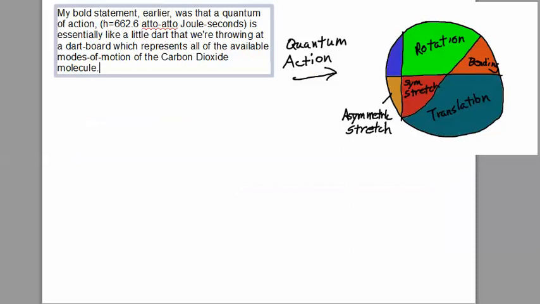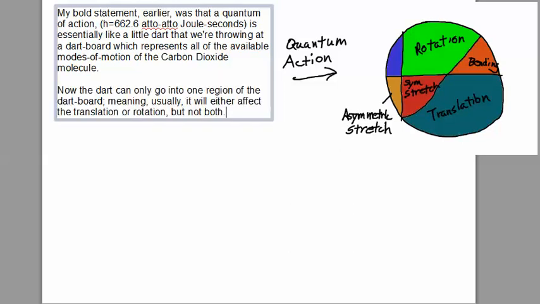Okay, my bold statement earlier was that a quantum of action, and that is actually a known quantity, 662.6 atto-joule seconds, that's 662.6 times 10 to the negative 36 joule seconds. It's essentially like a little dart we're throwing at a dartboard that represents all of the available modes of motion of the carbon dioxide molecule. Now the dart can only go into one region of the dartboard, meaning usually it will either affect the translation or the rotation, but not both. Again, a bold statement, but the next one is even bolder.